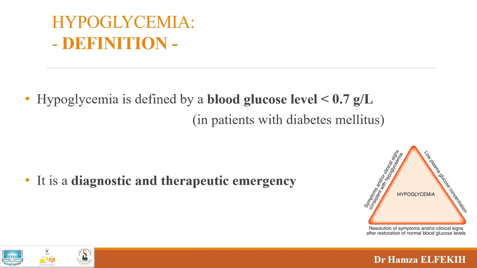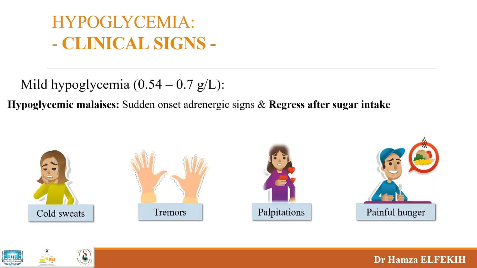Whenever we say hypoglycemia, we say Whipple triad. It contains symptoms or clinical signs of hypoglycemia, and a blood glucose level below 0.7 gram per liter in a patient with diabetes, or below 0.5 gram per liter in a patient without diabetes mellitus, to confirm hypoglycemia. And of course, when we restore the normal blood glucose level, there is resolution of symptoms. Hypoglycemia is a diagnostic and therapeutic emergency.